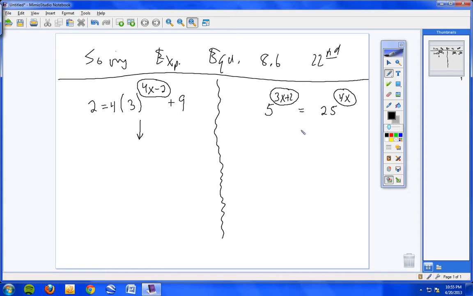Now let's come over here to this type of exponential equation. This is a type of equation that has two exponents that have unknowns. The steps for this are in your notes. You can follow along as I read it out loud. Step 1, write both sides with the same base. Step 2, cancel the bases and set the exponents equal to each other.